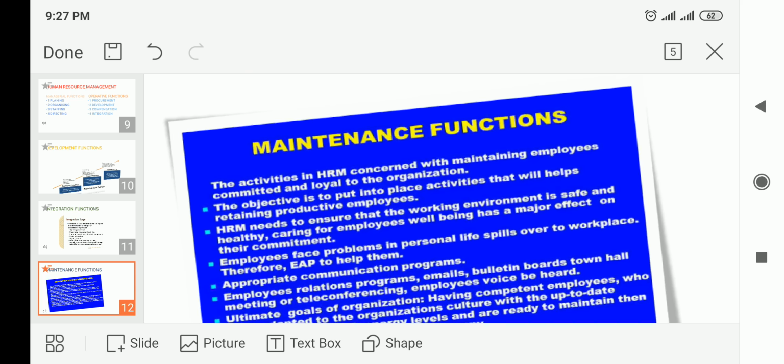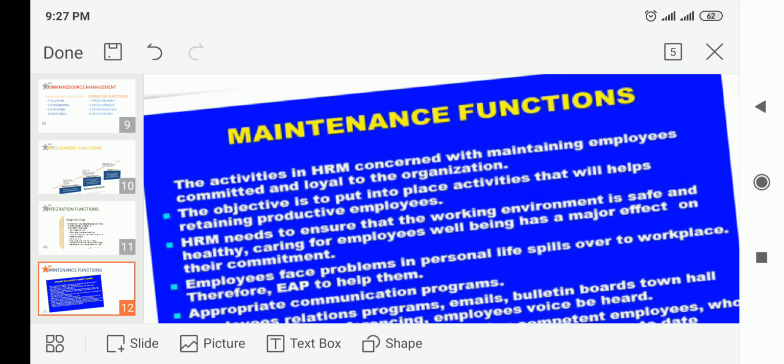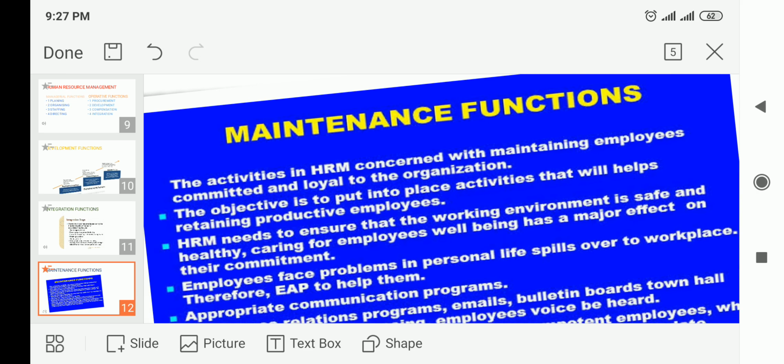So let me expand it a little more. I'm going to enlarge this. You can see the activities in HRM concerned with maintaining employees committed and loyal to the organization. You are making your employees committed and loyal to the organization. If the employees are committed and loyal, that is the need of the hour. Point number 2, you will get lots of employees, but you will not get committed and loyal employees. And committed and loyal employees will never hurt you. They will always follow your rules, your regulations. Even when they are leaving you, they are not going to distract you in any way.